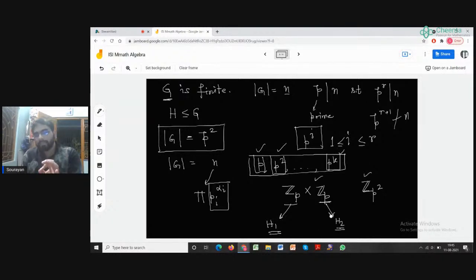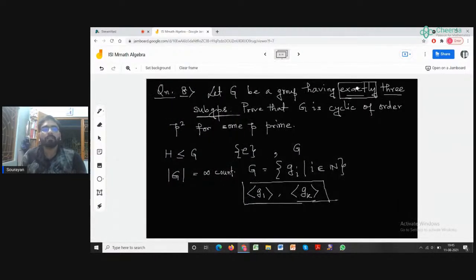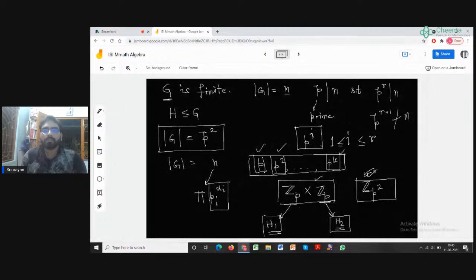Since it is abelian, these are the only possibilities for the group G. G has to be isomorphic to either Zp cross Zp or Zp square. But the moment you take Zp cross Zp, you are establishing the fact that there are two isomorphic subgroups of order p, which is not possible because it has exactly three subgroups. Hence, the only possibility for G is Zp square.